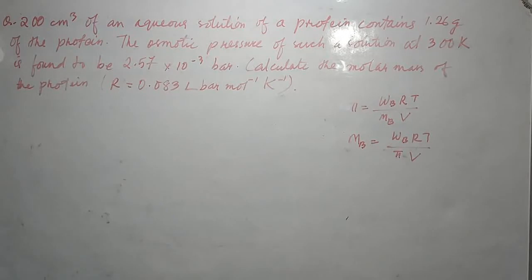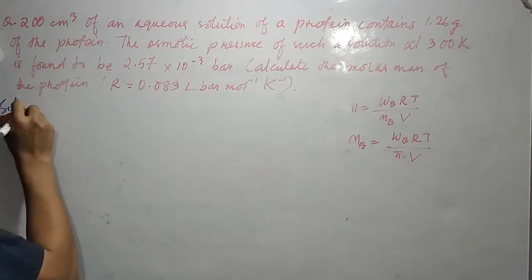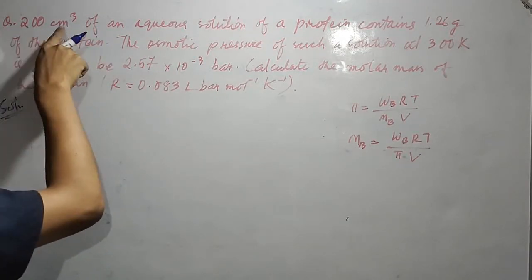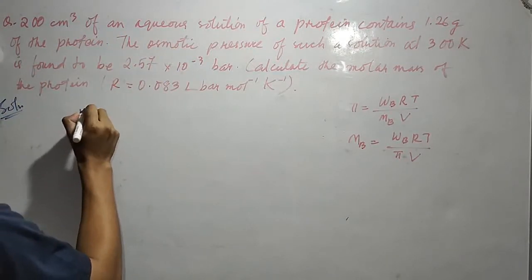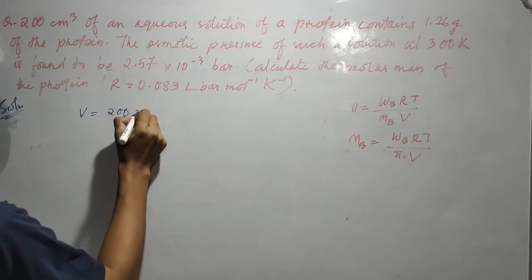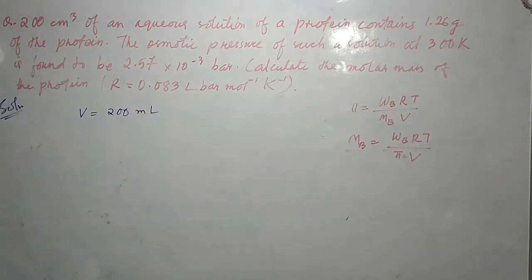Let us now try this numerical problem: 200 centimeter cube of an aqueous solution of a protein contains 1.26 gram of the protein. Centimeter cube means ml. Let us first write down the given values. The 200 centimeter cube of an aqueous solution means the volume of the solution is equal to 200 ml.